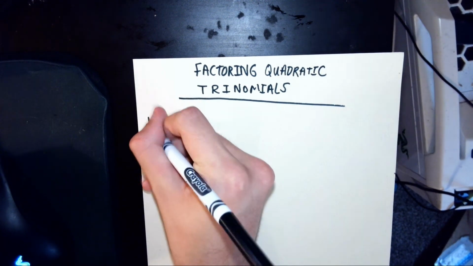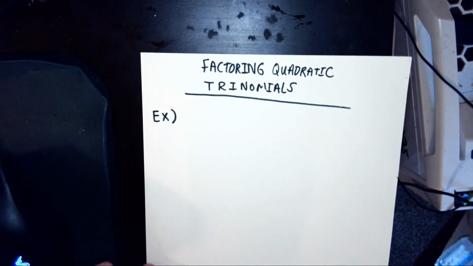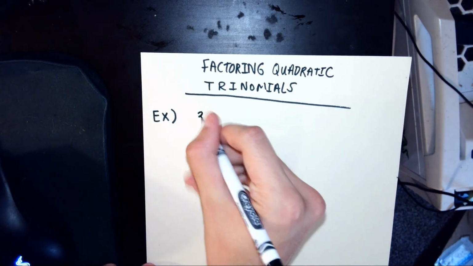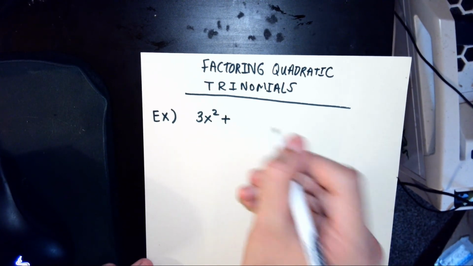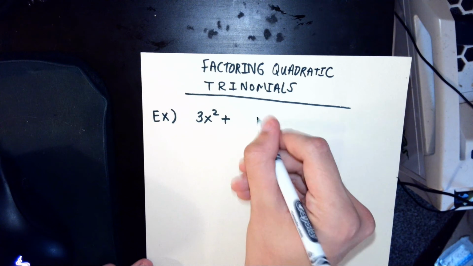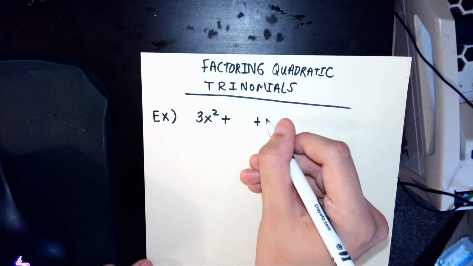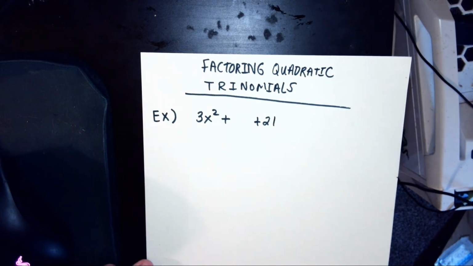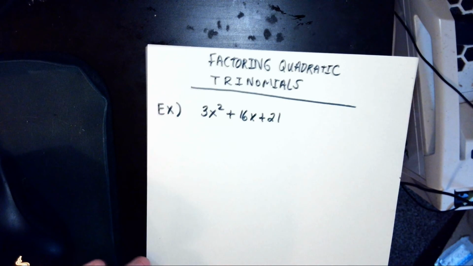Let's start with an example. So for this first example, we'll say that we have 3x squared plus, here let's make it plus 1 and 16. Okay, here we go, sorry.